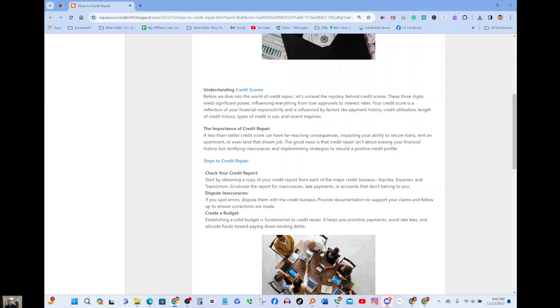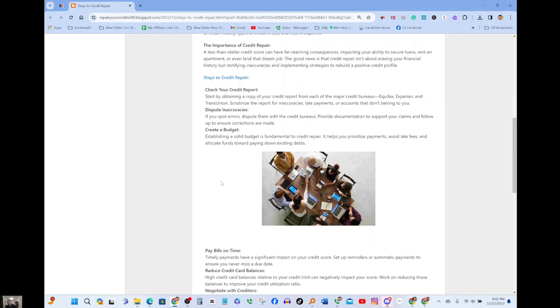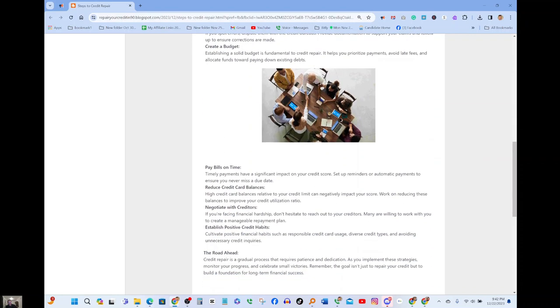Create a budget. Establishing a solid budget is fundamental to credit repair. It helps you prioritize payments, avoid late fees, and allocate funds toward paying down existing debts. Paying bills on time. Timely payments have a significant impact on your credit score. Set up reminders or automatic payments to ensure you never miss a due date. Reduce credit card balances. High credit card balances relative to your credit limit can negatively impact your score. Work on reducing these balances to improve your credit utilization ratio.